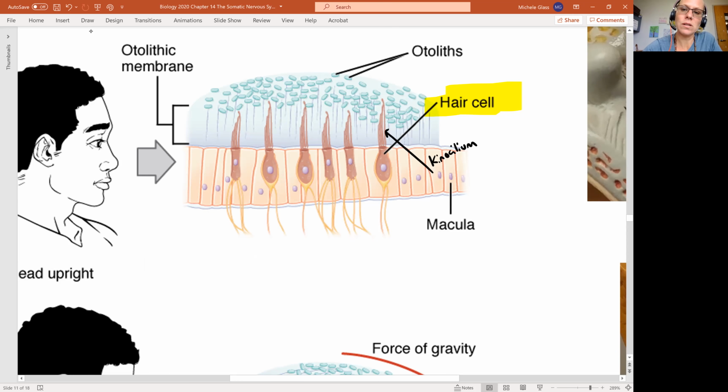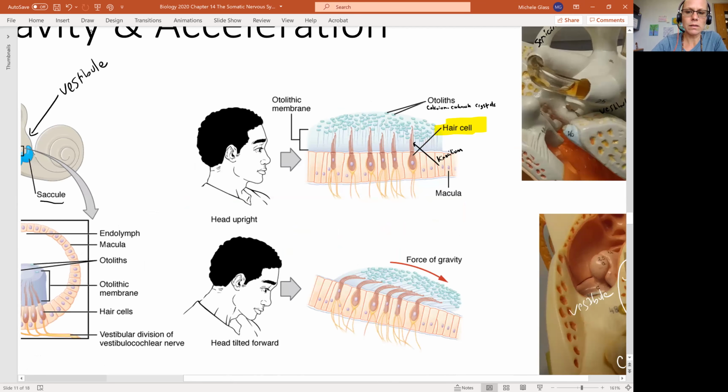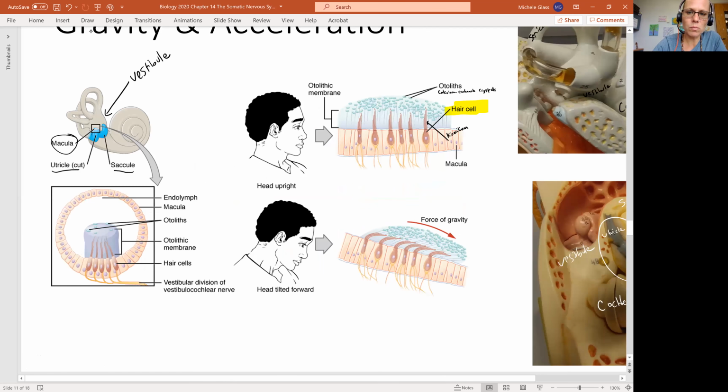And the otoliths are going to be calcium carbonate crystals. So they're actually little solid molecules sitting on top of this gelatinous material, and we can call that whole structure, the gelatinous material and the otoliths, the otolithic membrane. And then notice your hair cells are your sensory receptor cells, so they're going to be synapsing onto that sensory neuron. And what we're seeing then is in that maculae, so above the maculae right here, you have your endolymph, right?